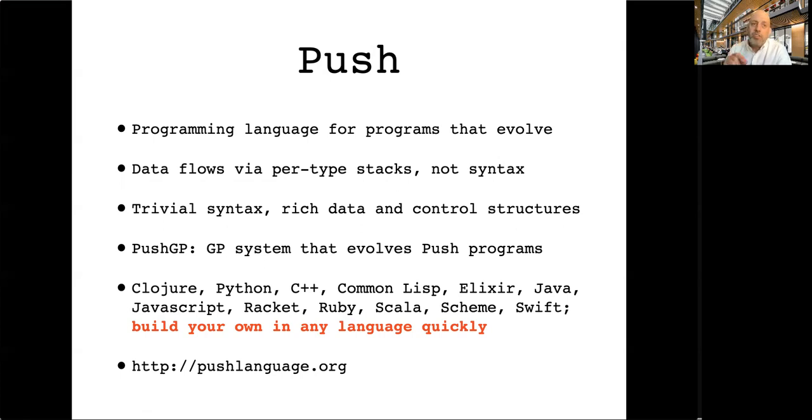The idea is that each instruction takes whatever arguments it needs from the appropriate data stacks, the stacks of the appropriate types. And because that's built into how every instruction works, they can never get arguments of the incorrect type. So every instruction gets its arguments from stacks of the appropriate types, and whatever results it produces will be pushed onto stacks of the appropriate types. And this data flowing via stacks is really what replaces syntax in the push language.